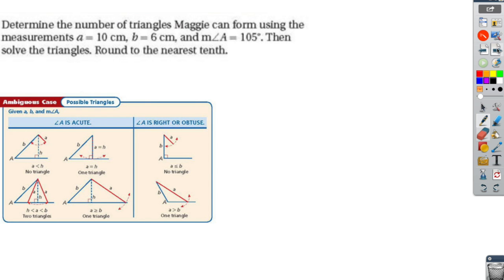On the next page right now, you're going to have another opportunity. Maggie is trying to play around with a few more measurements. She's now playing around with a measure of 10 units for side A, 6 units for side B, and the measure for angle A, which is 105 degrees. We're going to solve the triangles and round to the nearest tenth like we did previously.